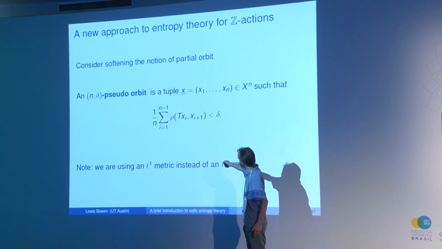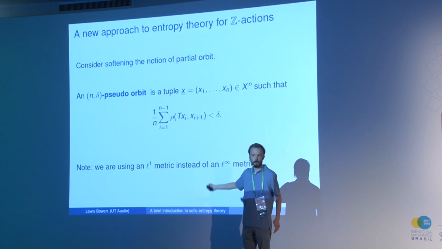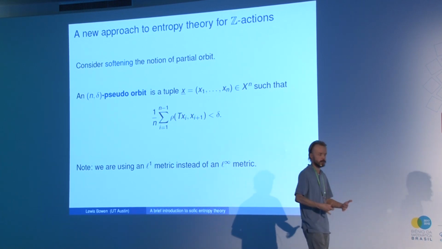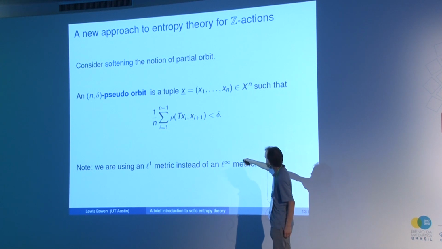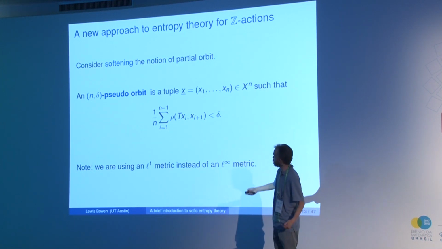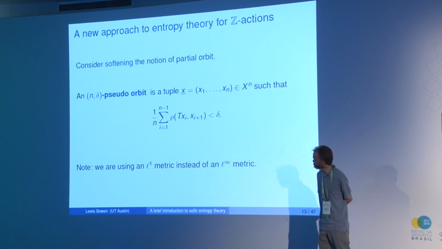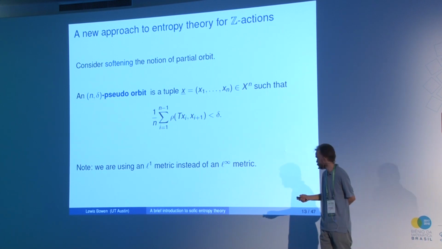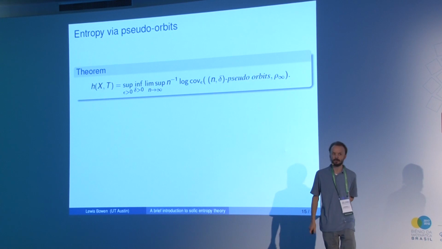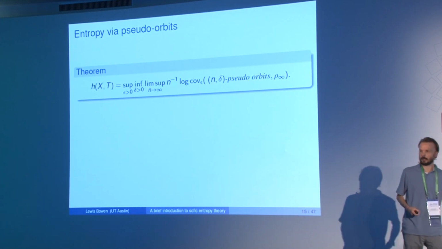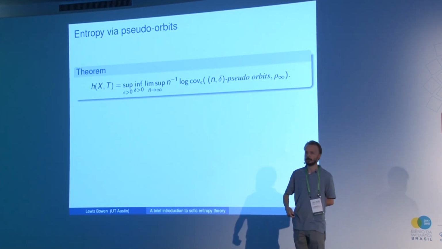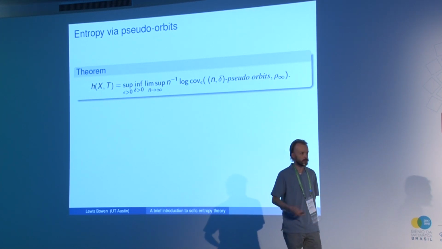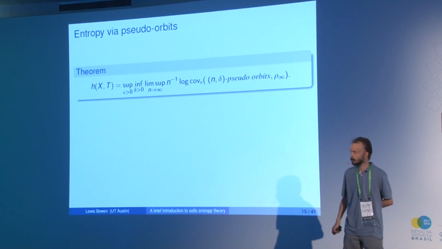We look at the distance between Txi and xi plus 1. And we look at the average L1 distance. And if that's less than delta, we call that a delta, n delta pseudo-orbit. Well, it's an exercise to prove that counting pseudo-orbits instead of partial orbits is an alternative way to get entropy.